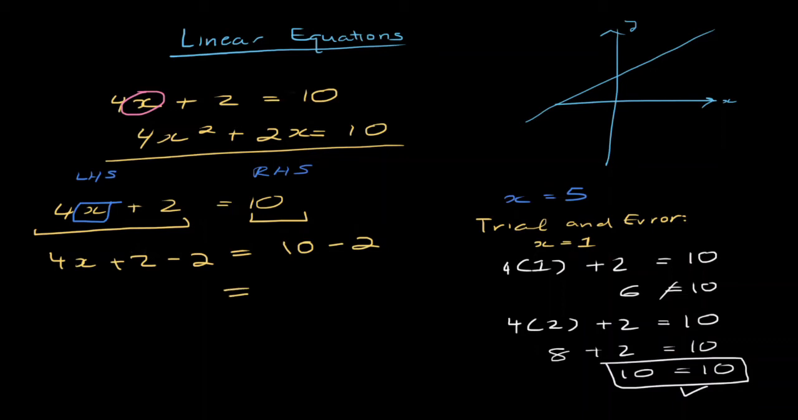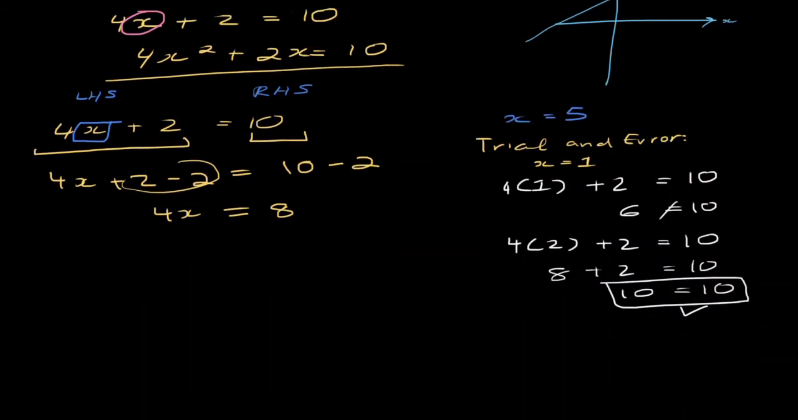So now if we simplify this down, we just get 4x, because the part here is 0, and we get 8. Now what? So now we have 4x. How do we get rid of the 4? The easiest way to remember is sort of the table of inverses.